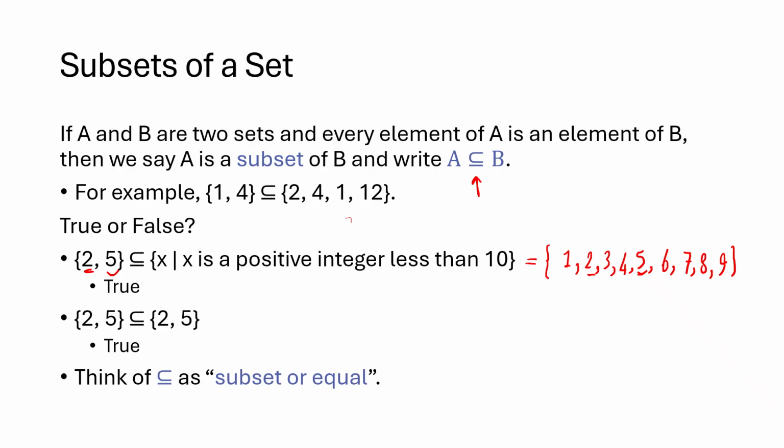So a better way to think about subset, given that a set can be a subset of itself, is whenever you see this in your head, think of subset or equal, because it is allowed for the two sets to be equal, even though they don't have to be, because you see in the first example, they are not equal.